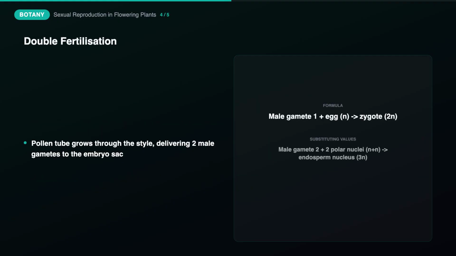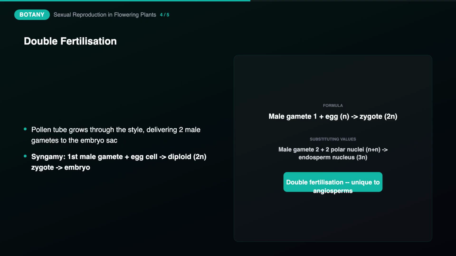After landing on the stigma, a pollen grain germinates, growing a pollen tube down through the style toward the ovule, carrying the 2 male gametes inside it. Once the pollen tube reaches the embryo sac, it releases both male gametes, and this is where the truly unique process of double fertilization occurs, found only in angiosperms. The first male gamete fuses with the egg cell, forming a diploid zygote, which will eventually develop into the embryo.